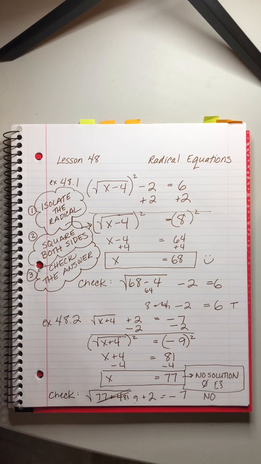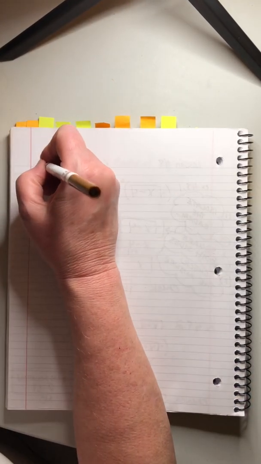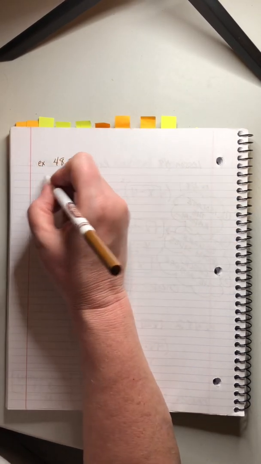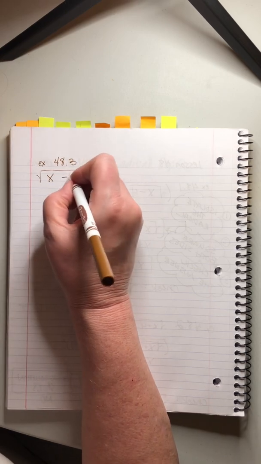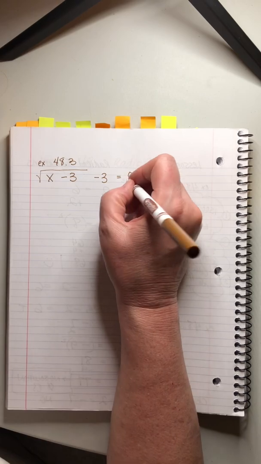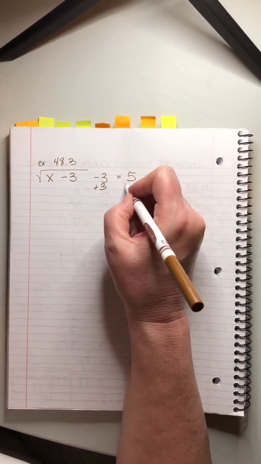All right. We have 2 more, and then we're done with this lesson. Shocking, right? So fast. Solve. Okay, isolate the radical. Add 3 to both sides.